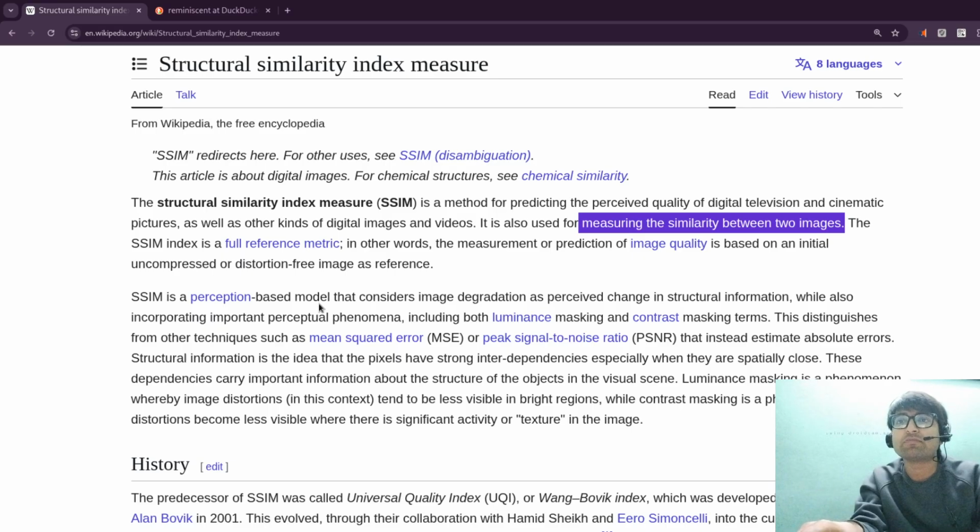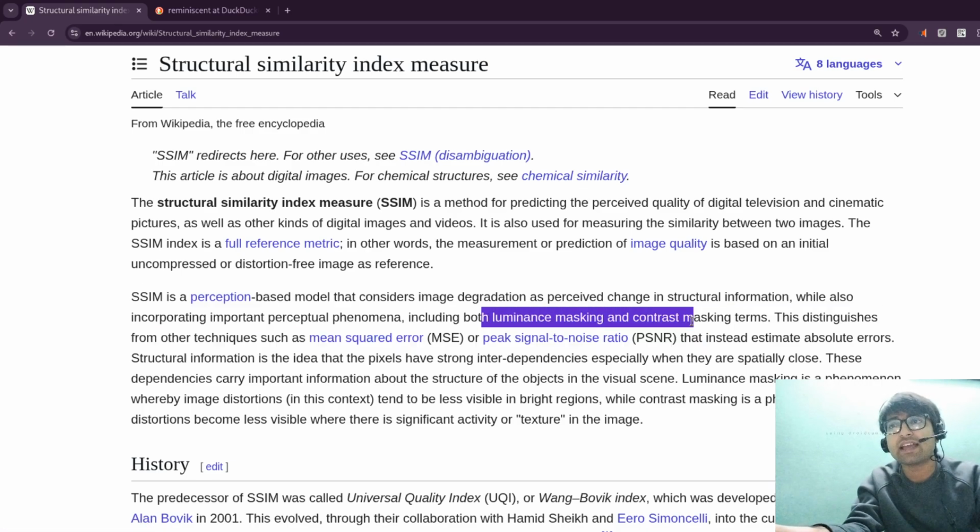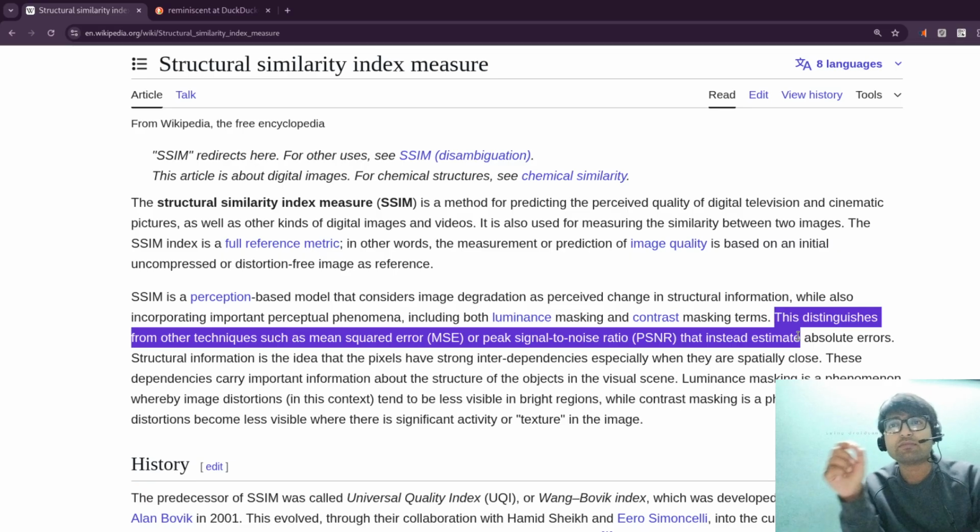SSIM is a perception-based model that considers image degradation as perceived change in structural information, while also incorporating important perceptual phenomena, including both luminance masking and contrast masking. This distinguishes it from other techniques such as MSE, mean squared error, or peak signal-to-noise ratio, that instead estimate the absolute errors.